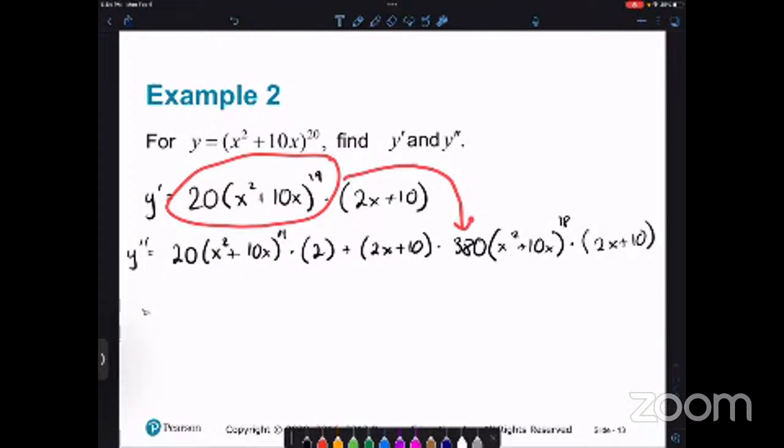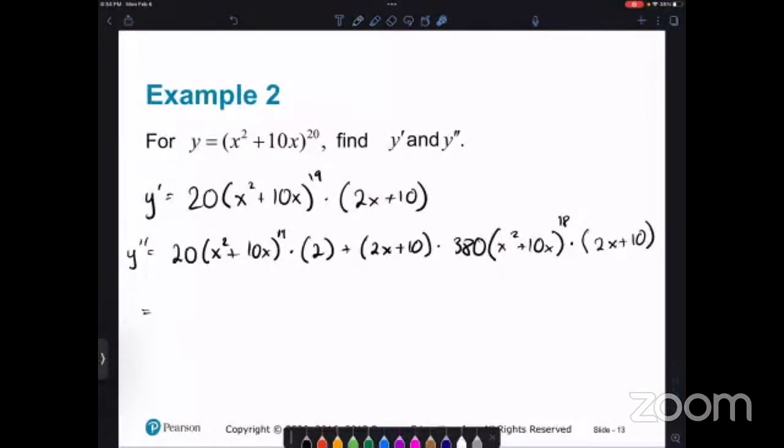And then I repeat the inside. This is 18 right here. And then we have to say times the derivative of the inside function, which is 2x plus 10. Okay. Let me try to wrap this one up because I need to make sure that I did it right. I didn't miss anything.